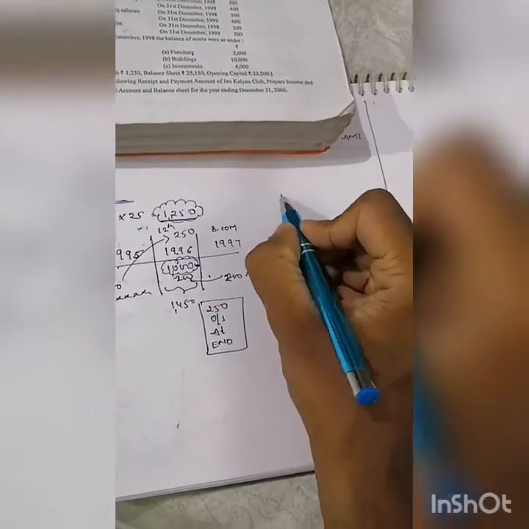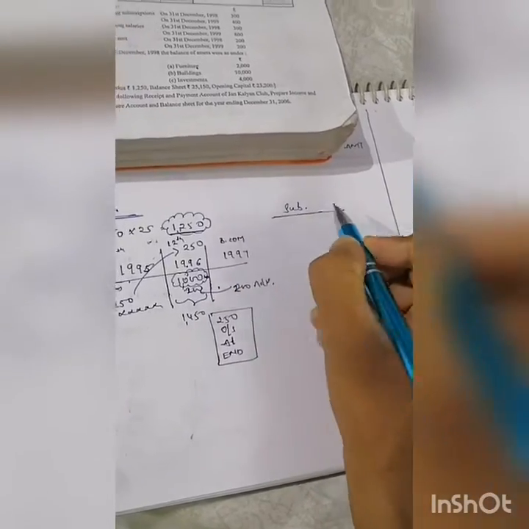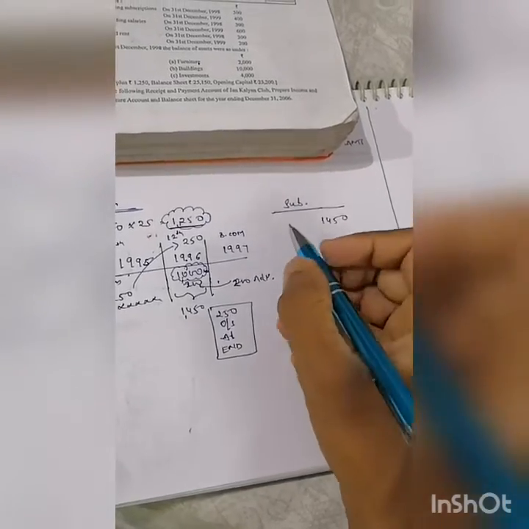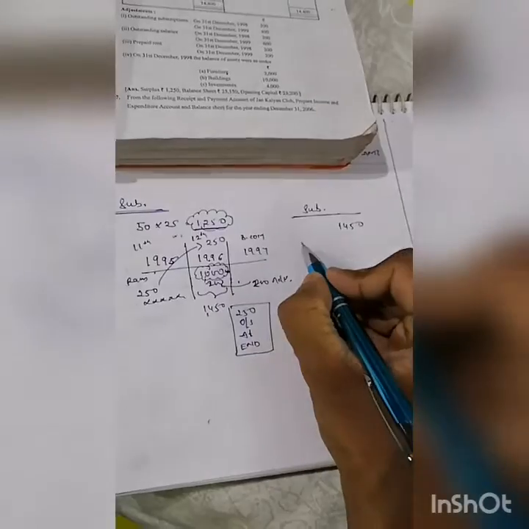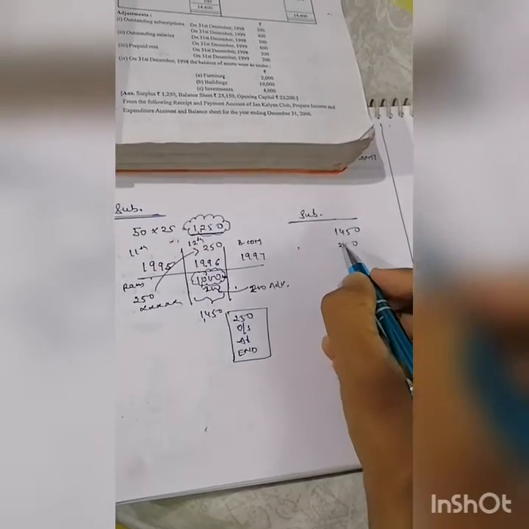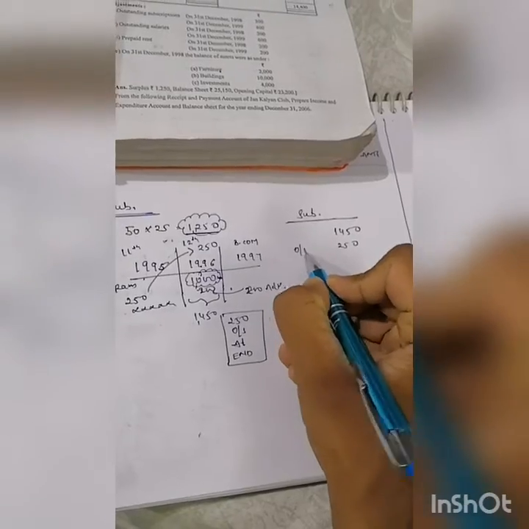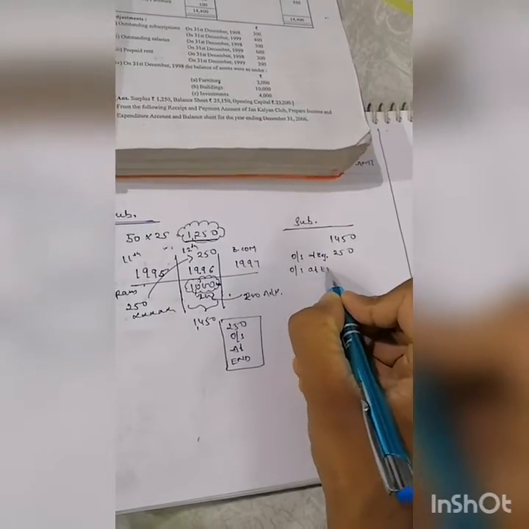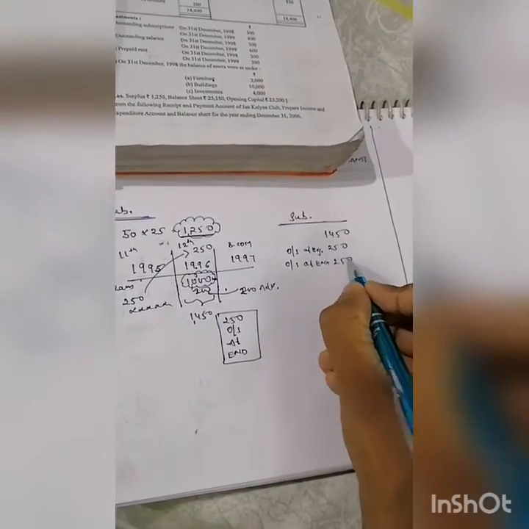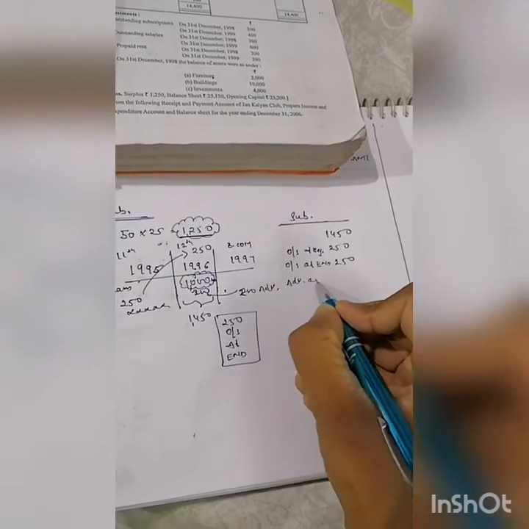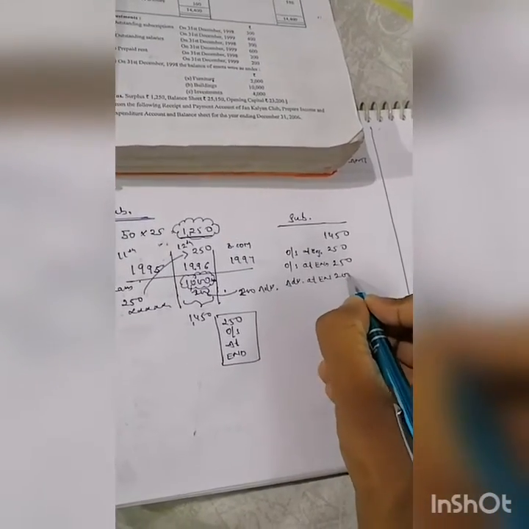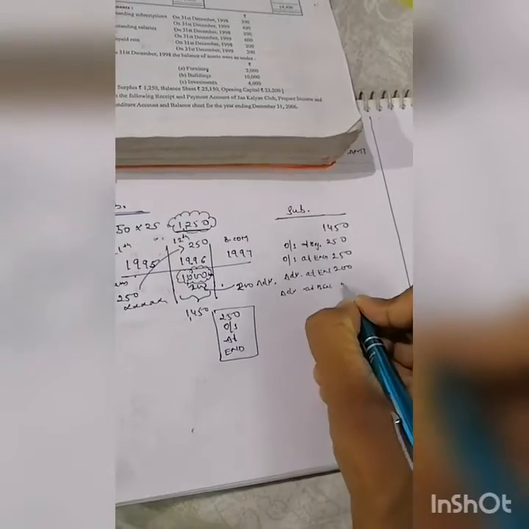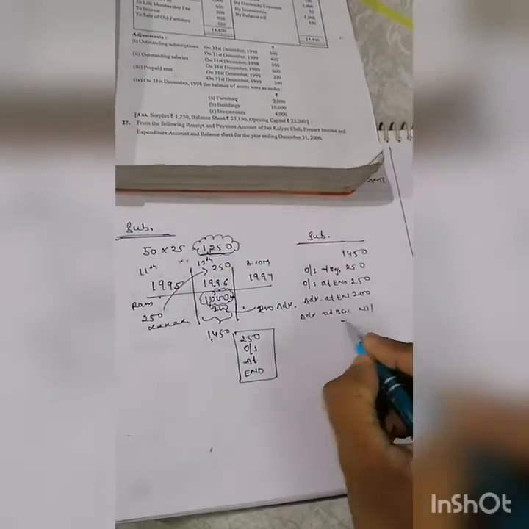So in subscription, while calculating, we have to write the total subscription we received, 1250, and outstanding at beginning is 250. Outstanding at end is 250, and advance at end is 200. And advance at beginning is nil, because we had not received any advance.